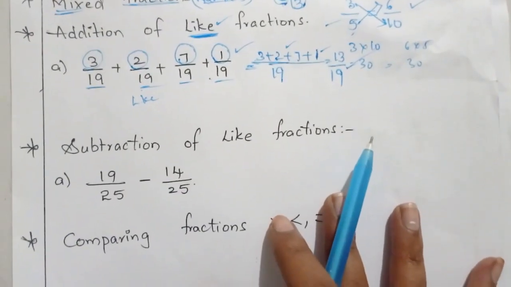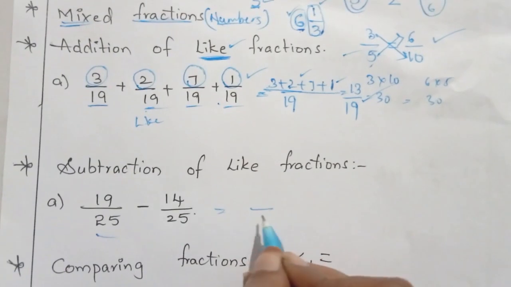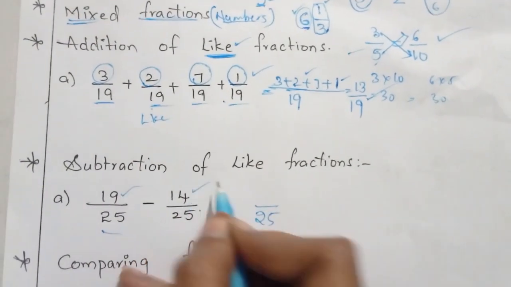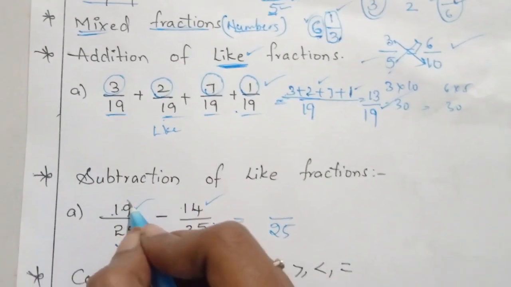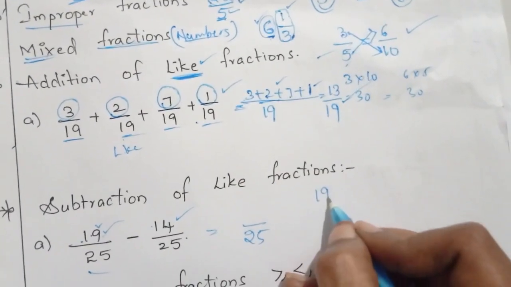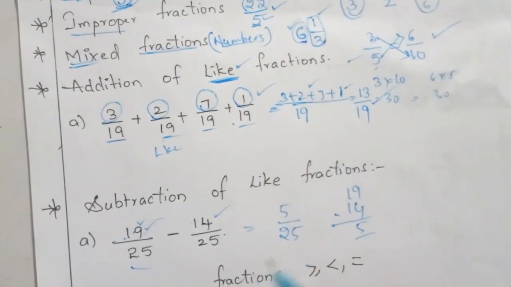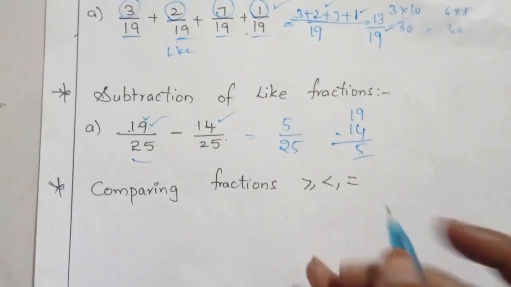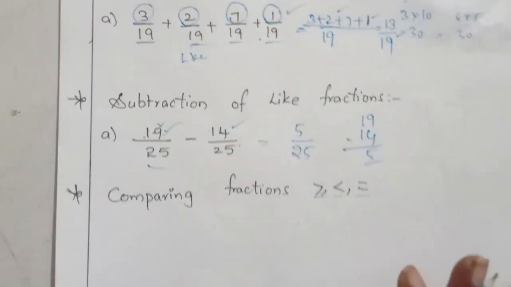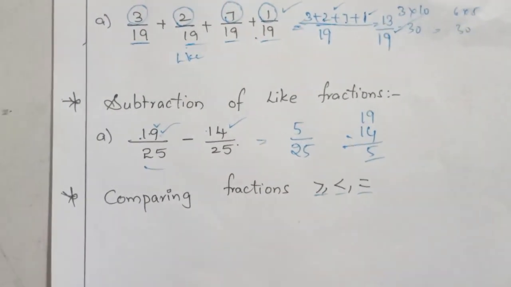Let's come to the subtraction of like fractions. It is also the same way, where you will write the denominator the same. The numerators you will subtract. Which is the big one here? First tell me that. 19 is the big one. So we'll subtract 14 from 19, where we'll get 5. So the answer is 5 by 25. Right.